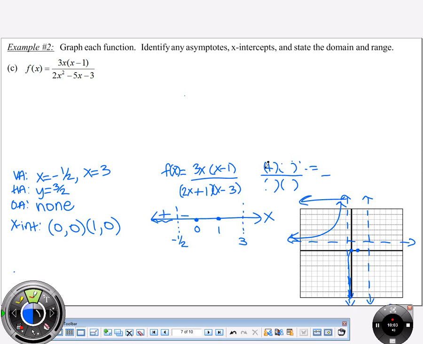0.5 minus 1 will be a negative. 2 times 0.5 will be something positive plus some more positive. This is why I like not having to do the whole calculation. It's a little bit easier to just see if it's positive or negative. 0.5 minus 3 would be negative. So this is going to be a negative over a negative, which means positive. So that means between 0 and 1, the graph is positive.